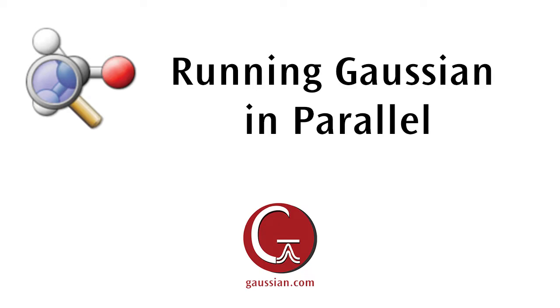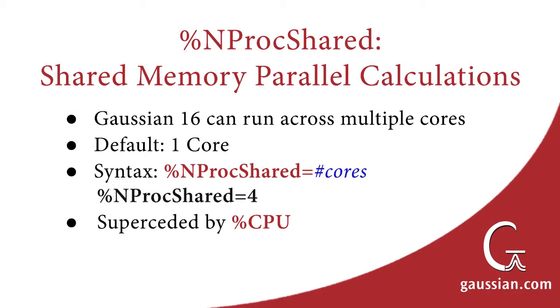Calculations can often be completed more quickly by using more than one processor or core to perform it. Windows versions of Gaussian include shared memory parallel capabilities as part of their standard features, with the exception of 32-bit G16W, which is limited to one core. Consult the G16 documentation for a list of job types that can be run in parallel.